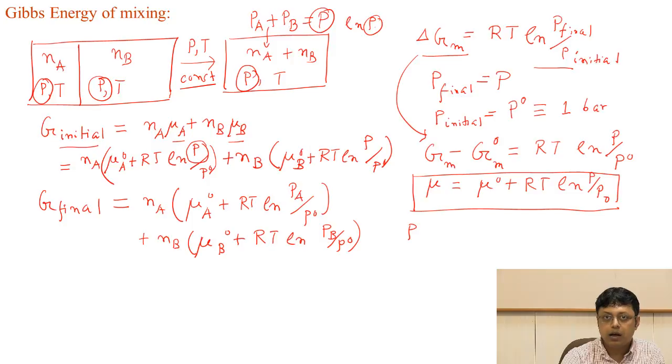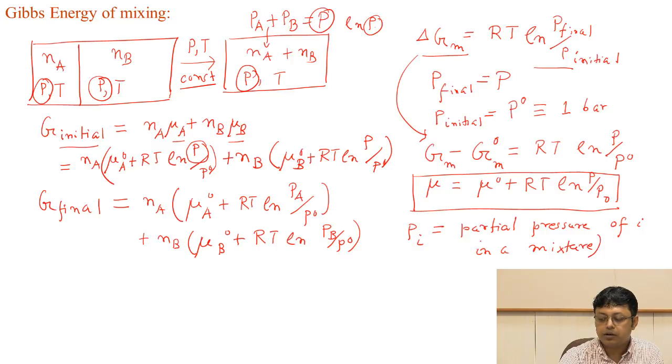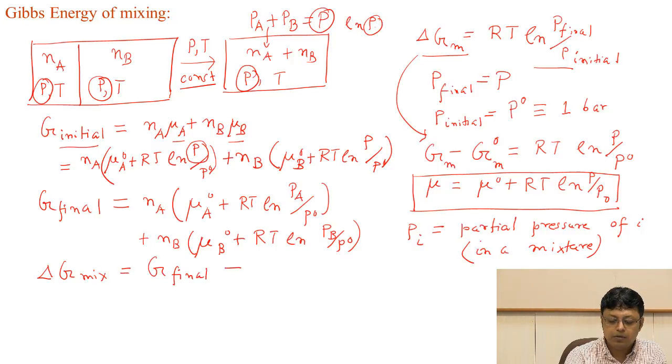So Pi is nothing but the partial pressure of component i, and of course it has to be in a mixture. So it is the partial pressure after mixing. So we can easily calculate what is the delta G of mixing, which is nothing but we have to take the difference between the final and the initial, and then you can easily calculate this quantity.